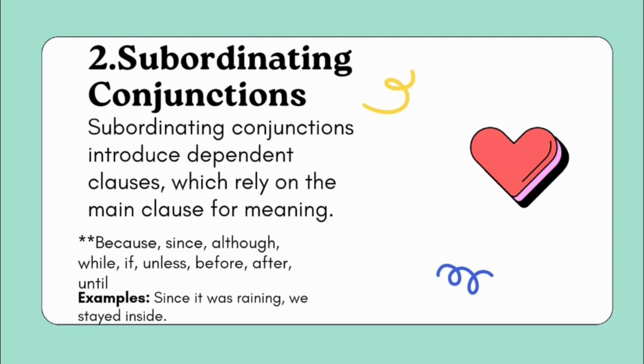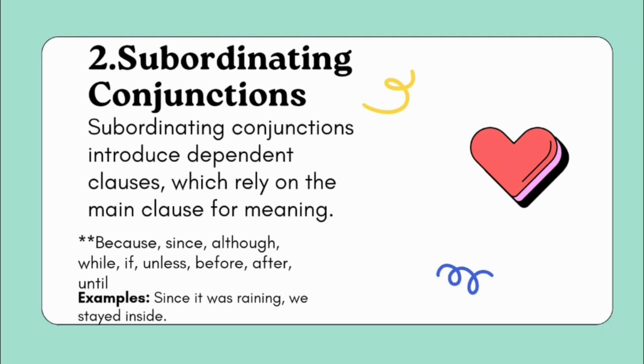It is depending on another clause to make a complete sentence. So subordinating conjunctions are words that connect a dependent clause to an independent clause. An independent clause can stand on its own. The subordinating conjunction shows the relationship between the two clauses, such as time, reason, condition, contrast, or purpose. So the function of the subordinating conjunction is to show relationship by connecting the two clauses, the main clause and the subordinate clause, with relation to time, reason, condition, contrast, or purpose.